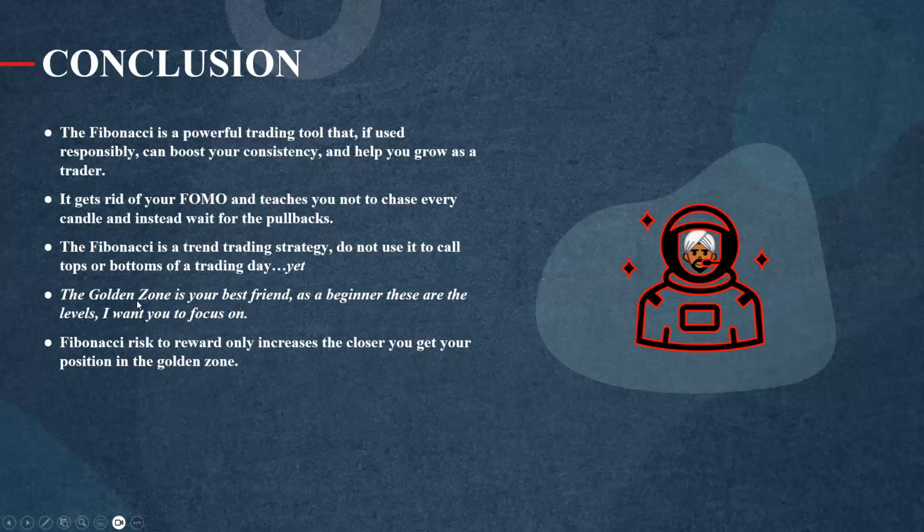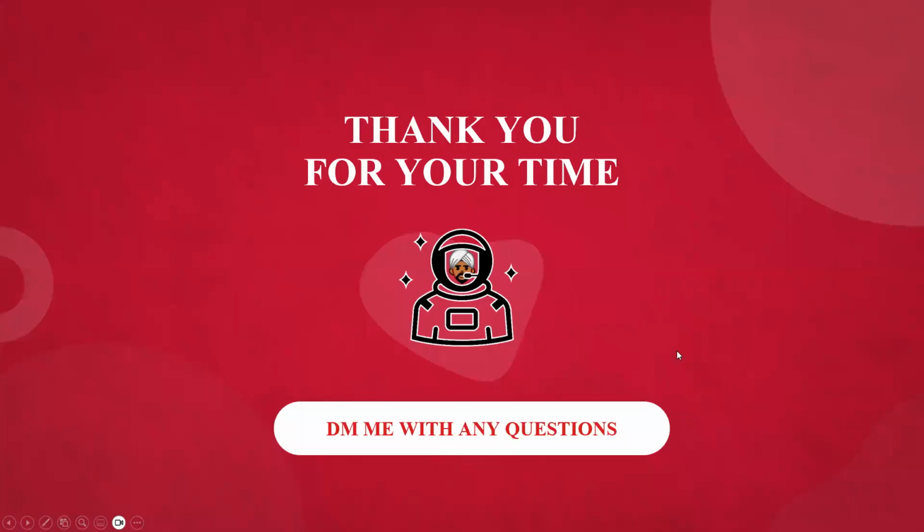The golden zone is your best friend. As a beginner to the Fibonacci, I want you to focus on these three levels. They're going to give you the best risk to reward. The 0.5, the 0.618, and the 0.786. Those are going to be your best friends. The closer you get to the 786, it's going to give you the best risk to reward. Honestly, the closer you get to the golden zone, that's going to be your best risk to reward, because your swing low is really close to you. You're going to limit your losses. And I think that's it.